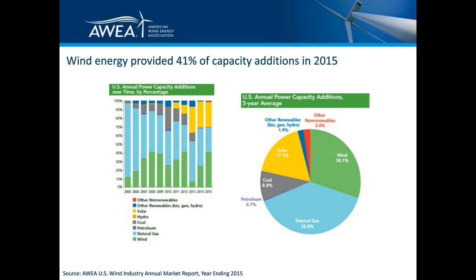But I think it's more important to consider what has been happening over a number of years. And you can see here the 5-year average wind installation captures about 30% of the market, second only to natural gas. So we've become kind of a predominant player in the new installation mix within the United States.